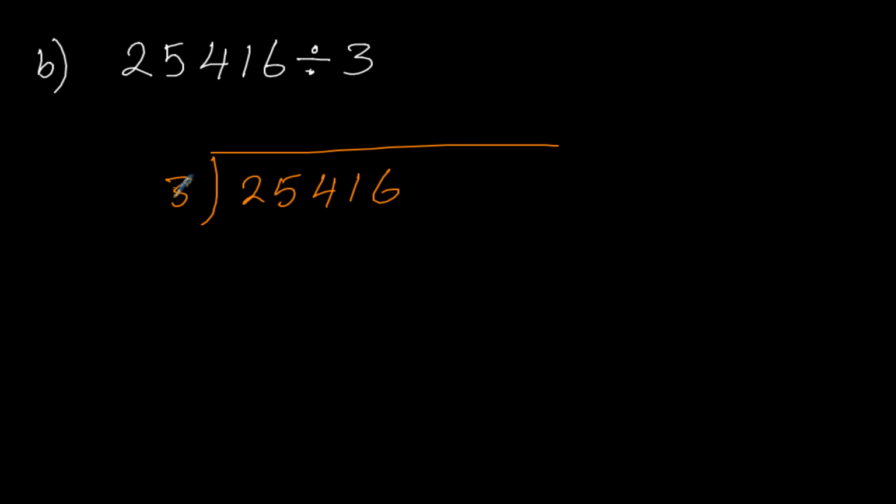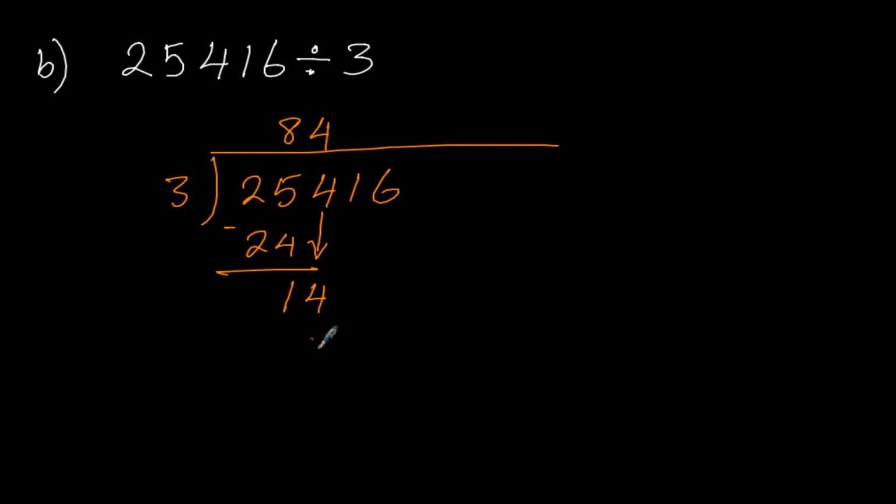So 25, how many times does 3 go into 25? It goes 8 times. That when we multiply 8 times 3, we get a 24. And subtract that. When I subtract 25 minus 24, I get 1. Then bring this next digit down here and ask yourself, how many times does 3 go into 14? 3 goes into 14 4 times.